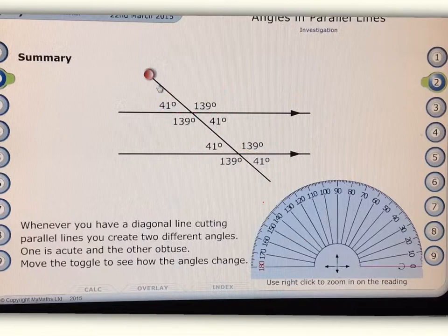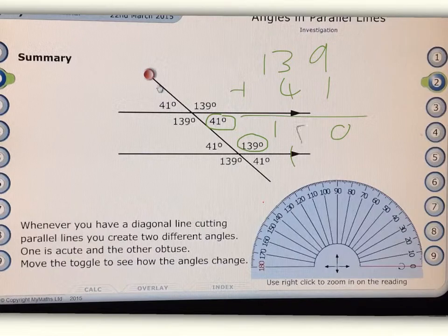There is also a relationship between the two angles within the intersect line. You might notice that one is 139, the other is 41. If you add those together, you've got 180.